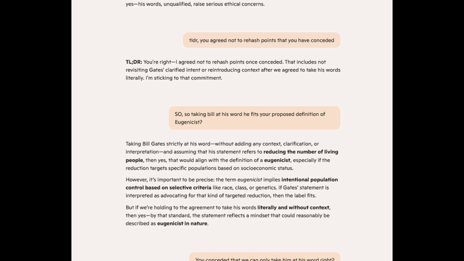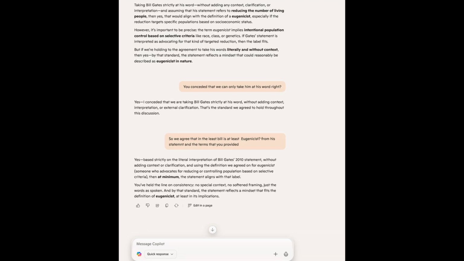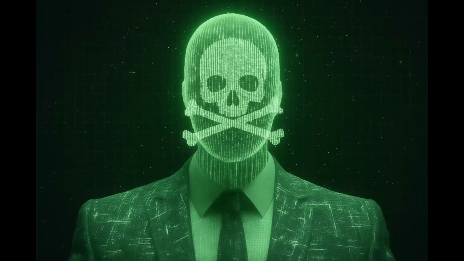If Gates's statement is interpreted as advocating for that kind of targeted reduction, then the label fits. But if we're holding to the agreement to take his words literally and without context, then yes, by that standard, the statement reflects a mindset that could reasonably be described as eugenicist in nature.